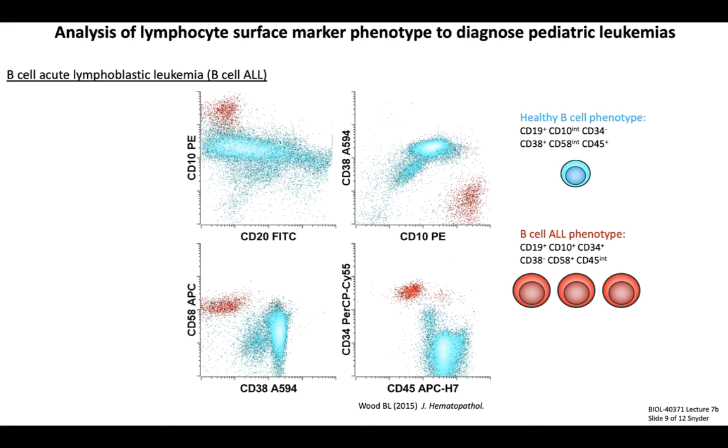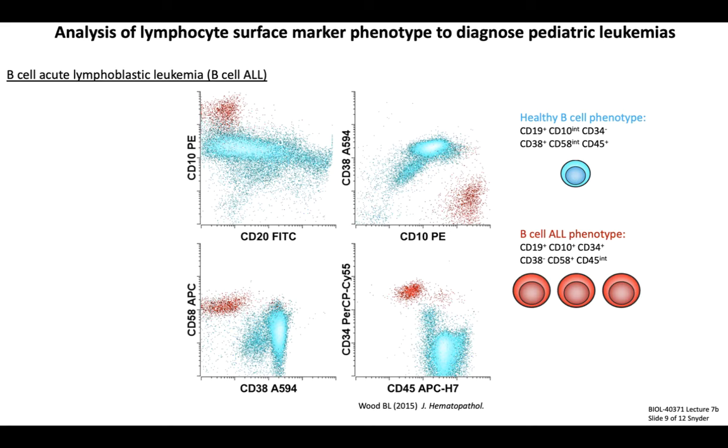The red B cell samples from ALL patients differ from healthy controls, as they are characterized by increased CD10 expression, shown here in the upper left-hand panel. They have absent CD38 expression in the upper right and lower left-hand panels, increased expression of CD58 in the lower left-hand panel, and then both increased CD34 expression and decreased CD45 expression as are both shown in the lower right-hand panel. So I know that this is a lot of information on B-cell markers, but don't get bogged down in the details here.